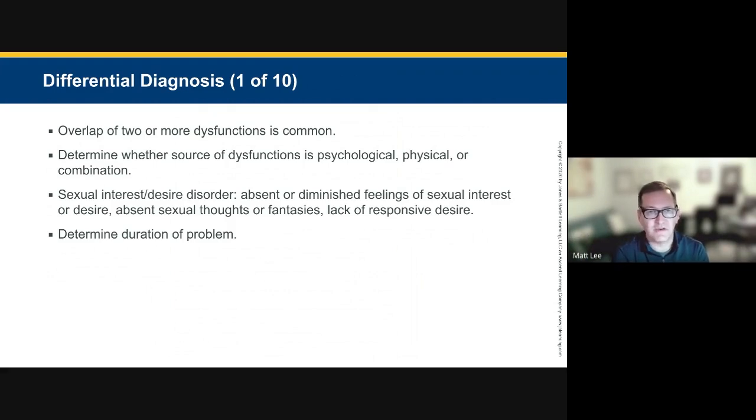So I agree with this statement here. Determine whether it is psychological, physical, or a combination. And many times it is all of the above. It is all of the above.